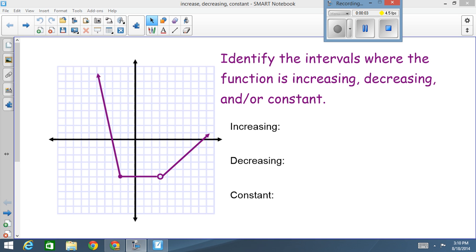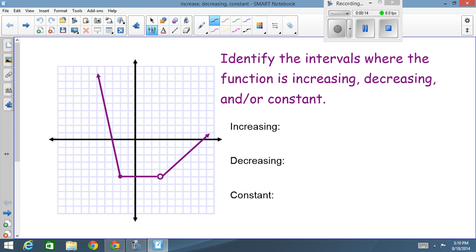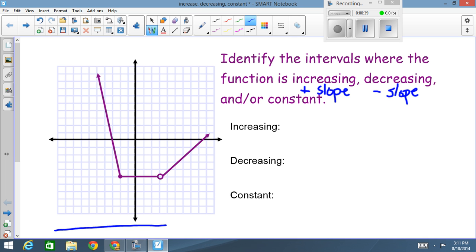Okay, the other thing you're going to be asked to do is identify the intervals where a function is increasing or decreasing or possibly constant. Now here's the thing with increasing and decreasing. You may think that if an arrow is pointing up, then that function is increasing. But that's not the case, because increasing means that it has a positive slope. Decreasing is when there is a negative slope. So really we're talking about from left to right, am I going up or am I going down?